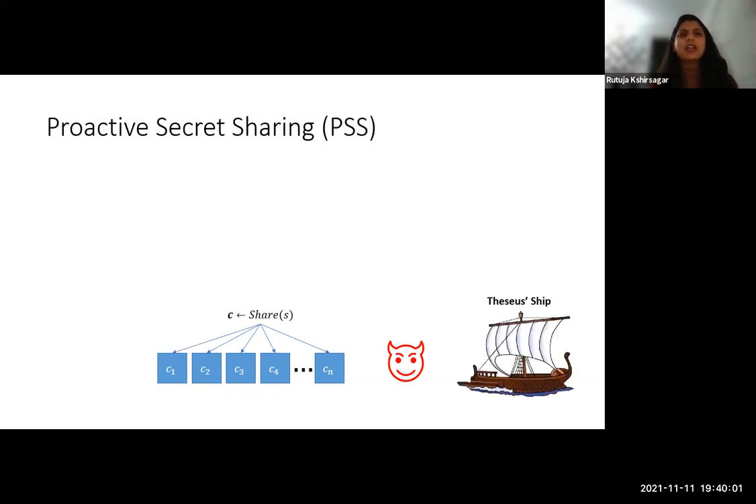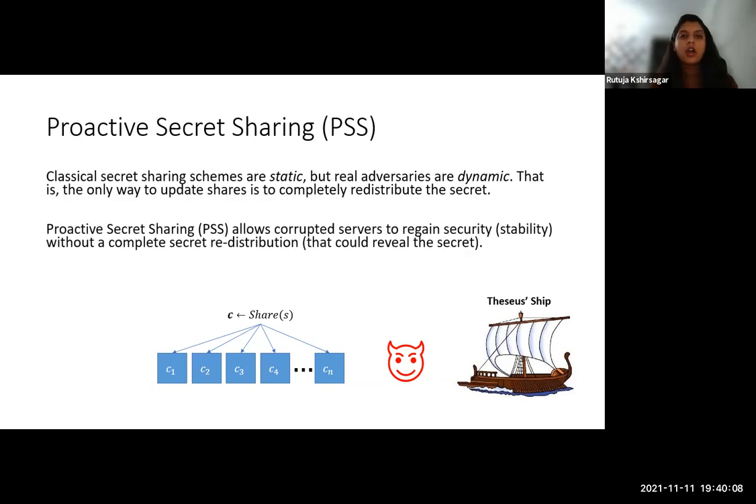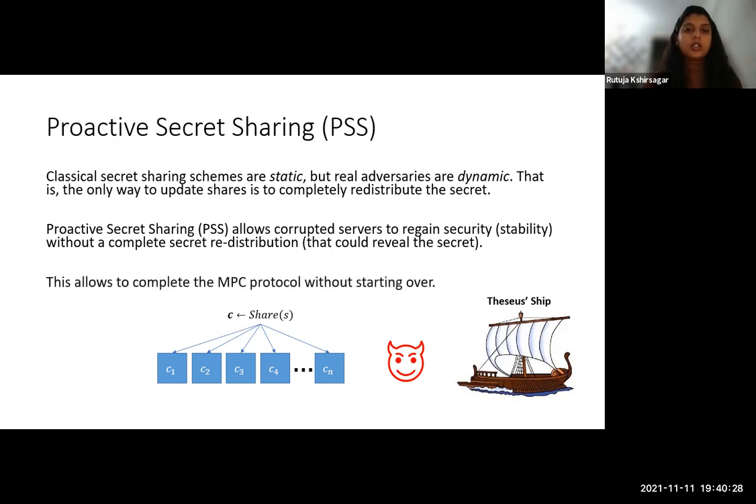Proactive secret sharing allows for a more dynamic approach of secret sharing in the sense that the shares are updated in a timely fashion. Moreover, proactive secret sharing allows for corrupted servers to regain stability by accessing a small number of servers, and therefore it does not require a complete redistribution. So this means that we don't have to start over again each time.